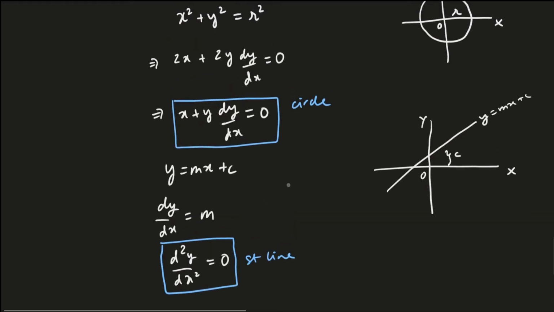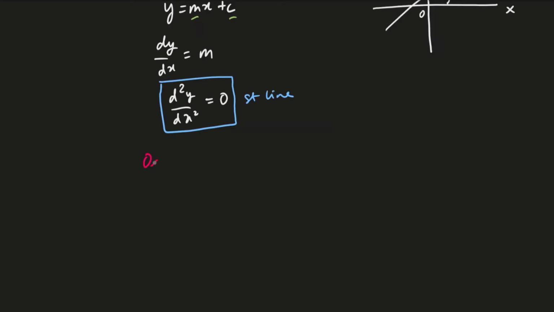Now, one thing, and a very important thing to note, is that this equation of a circle had one arbitrary constant, r. And the differential equation that we have for the circle is of the first order. The equation of a straight line, on the other hand, had two arbitrary constants. And the differential equation for the straight line is of the second order. And this is not just a coincidence, this is in fact what we will see every time. The number of arbitrary constants is always equal to the order of the differential equation.